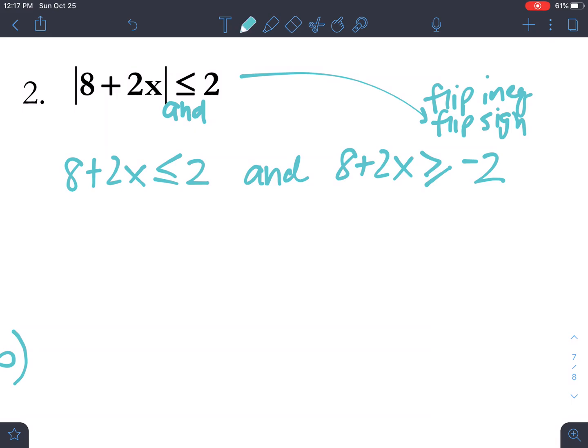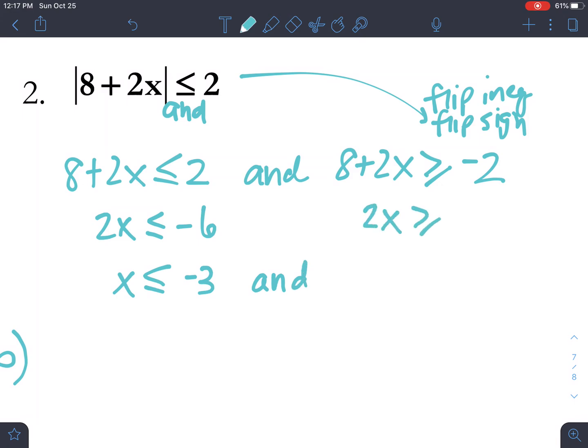All right, and then we just solve both of these. We see what comes out as our compound inequality and graph that answer. So I subtract 8, I get negative 6. Divide by positive 2, I get x is less than or equal to negative 3. And, let's see, subtract 8, I'd get negative 10. X is greater than or equal to negative 5.